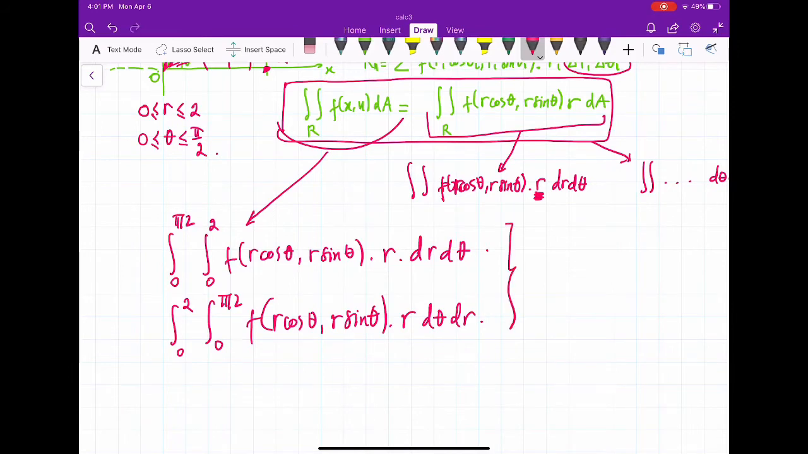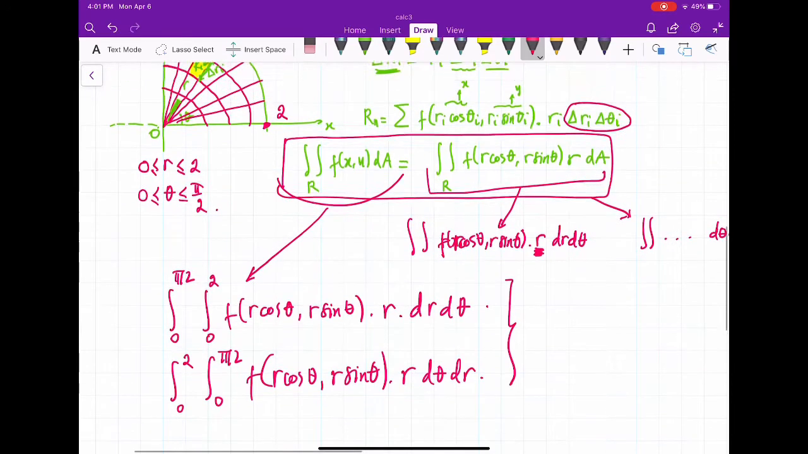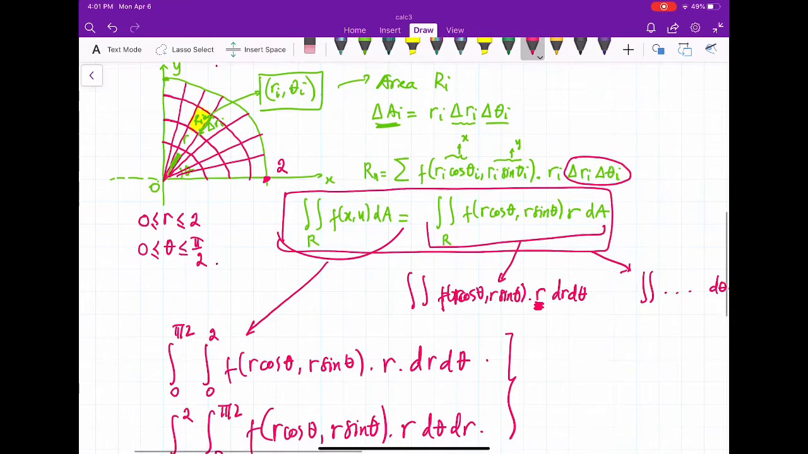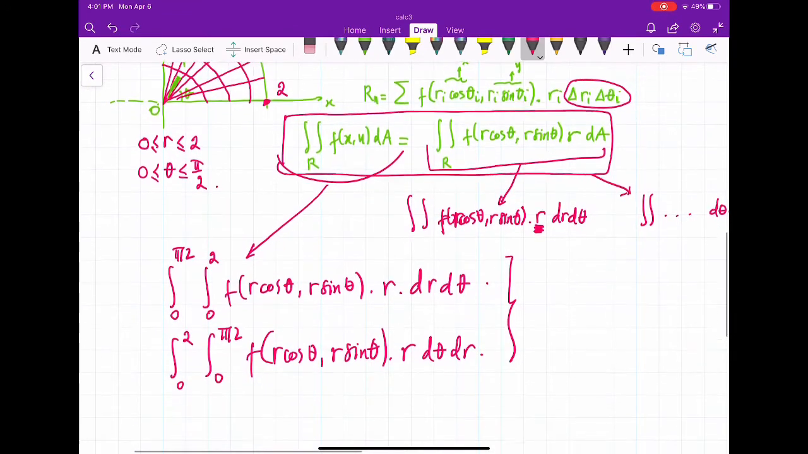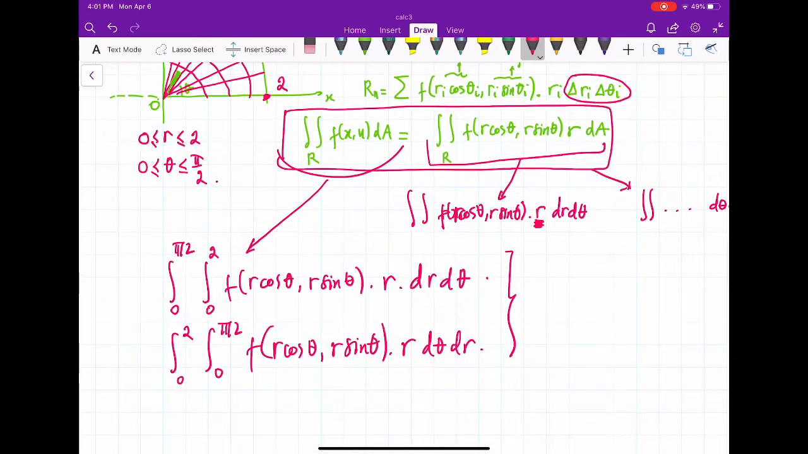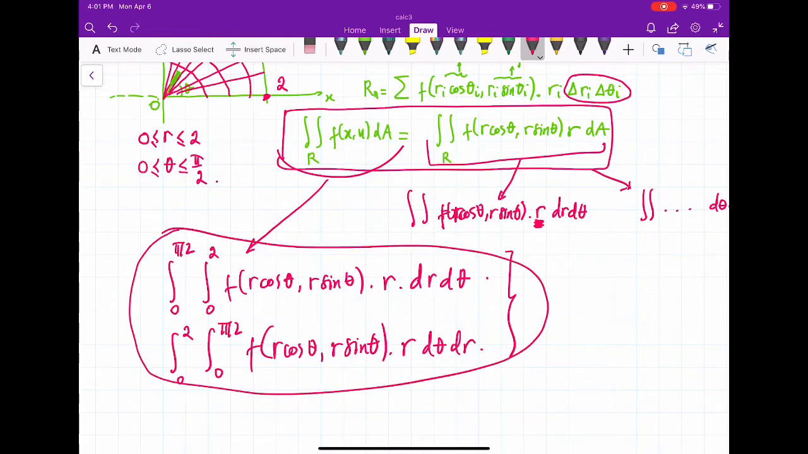I want to mention one more time, right? In this course, we study very good functions. So basically, we can rewrite double integrals in terms of iterated integrals. And in this situation, r and theta are independent. That's why you can rewrite in these forms. Make sense?